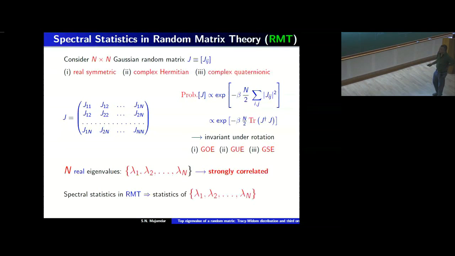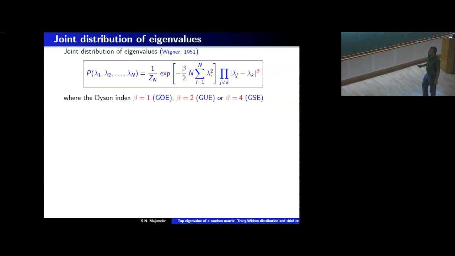And the spectral statistics of these eigenvalues is the name of the game in random matrix theory. That is, you want to understand different questions associated with this joint distribution of these eigenvalues. So the joint distribution was originally computed long back by Wigner, and this is up to a normalization constant. You have this Gaussian part, which just gets transported from the trace, but then there's an additional part which comes from the Jacobian of the transformation, and this is the Vandermonde term. And there's a beta here, which depends on which ensemble you are talking about, and so it's quantized to 1, 2, or 4.